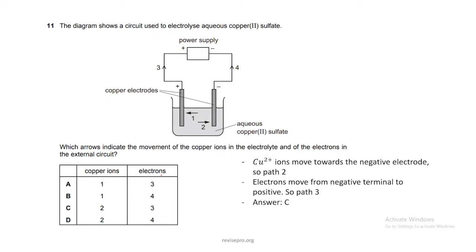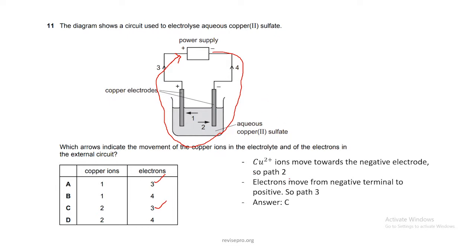Question 11. The diagram shows a circuit used to electrolyze aqueous copper sulfate. Which arrows indicate the movement of copper ions in the electrolyte and of electrons in the electrical circuit? Now I know that when a system is pushed by a battery, the electrons will move from the negative terminal of the battery all the way through to the positive terminal. So the movement of electrons is going to be path number 3, which is this and this.